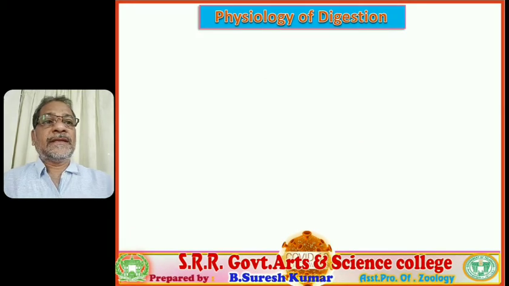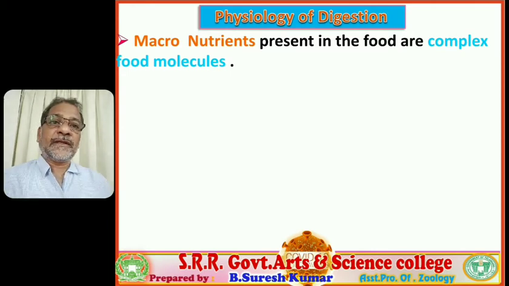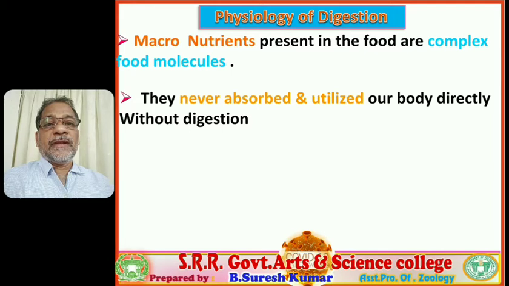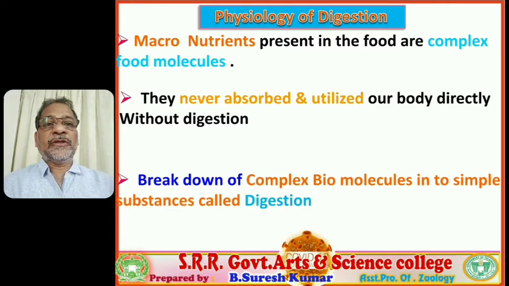Now we are going to discuss the physiology of digestion, the mechanism of digestion. The individual consumes food, and such food contains macronutrients. Macronutrients are complex food molecules. They are polymers, and such polymer macronutrients are never absorbed and utilized by our body directly without digestion. Why? Because their molecular size is large, so they are unable to be absorbed into blood across the wall of the gut. So digestion is compulsory for their absorption.